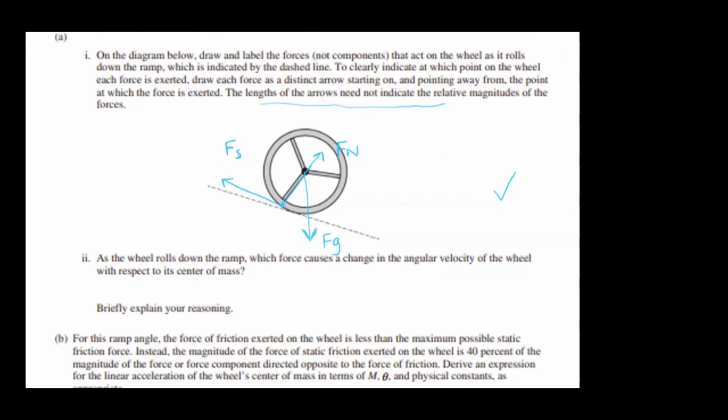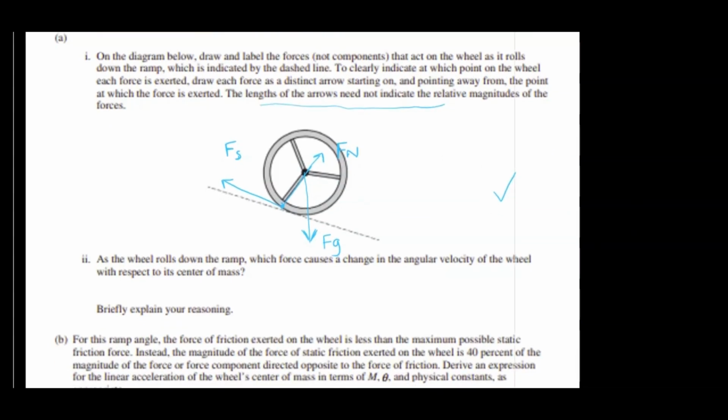All right, let's move on. As the wheel rolls down the ramp, which force causes a change in angular velocity of the wheel with respect to its center of mass? And it wants us to briefly explain our reasoning.